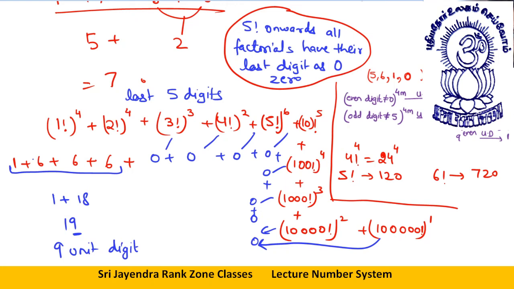2 raised to power 4 is 16. 3 factorial is what? 3 factorial is 6. 6 raised to power 3 is 216. Okay. 4 factorial is 24. 24 square is 576. 5 factorial is 120. Now look, 5 factorial is 120. 120 raised to power 6. Getting it? 120 raised to power 6.